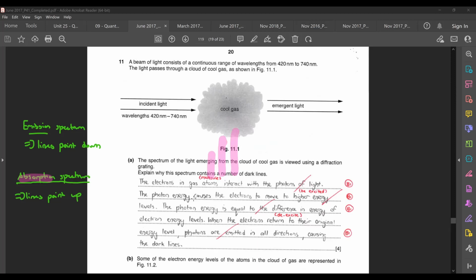If you read through your question, they told you that you have a beam of light consisting of a continuous range of wavelengths from 420 to 740 nanometer. There is a range to your wavelengths here. So maybe I should just write this up here. There is a range of wavelengths, hence there is a range of energies to consider.